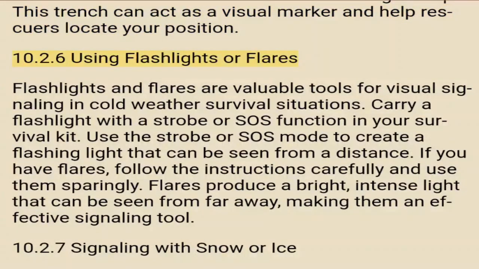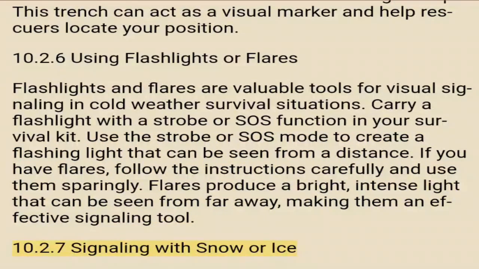10.2.6 Using flashlights or flares. Flashlights and flares are valuable tools for visual signaling in cold weather survival situations. Carry a flashlight with a strobe or SOS function in your survival kit. Use the strobe or SOS mode to create a flashing light that can be seen from a distance. If you have flares, follow the instructions carefully and use them sparingly. Flares produce a bright, intense light that can be seen from far away, making them an effective signaling tool.